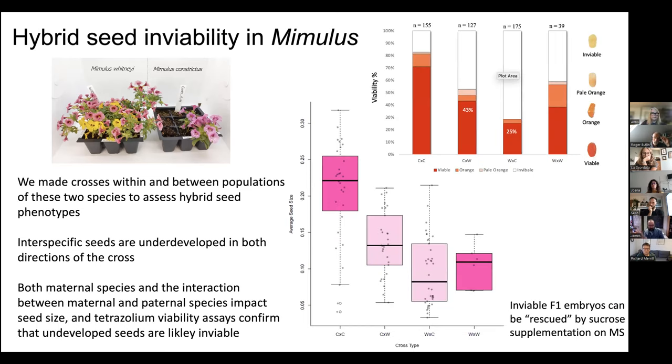Hoger found that in crosses between and within these species, there's always a decline in F1 embryo fitness. And then we can rescue those embryos by raising seeds that would otherwise not germinate on sucrose-supplemented media. So we have a pretty strong indication that endosperm is why they're having issues.